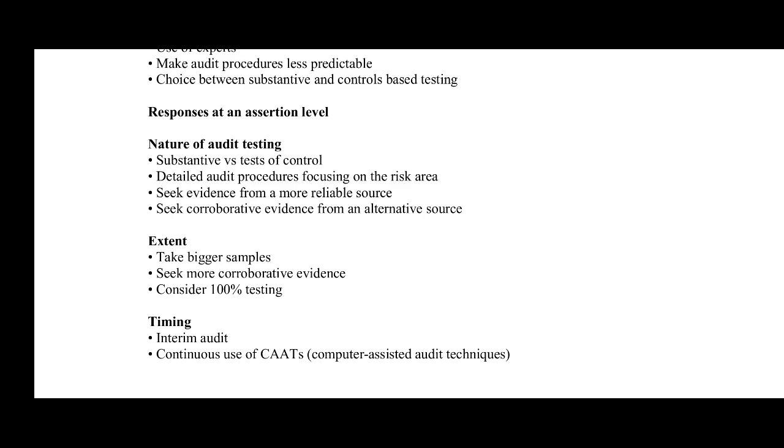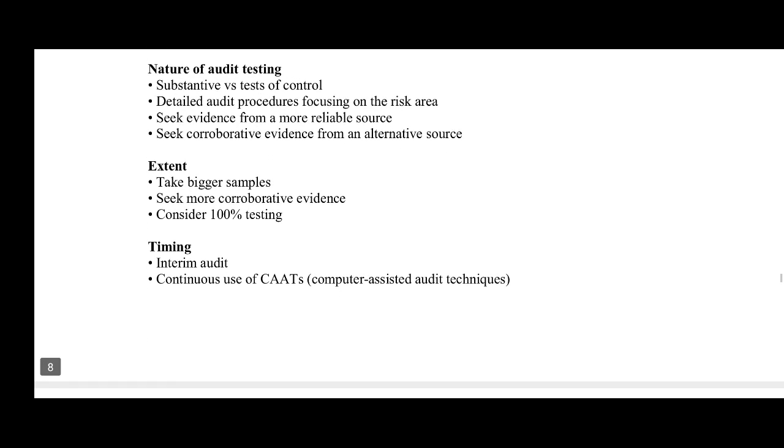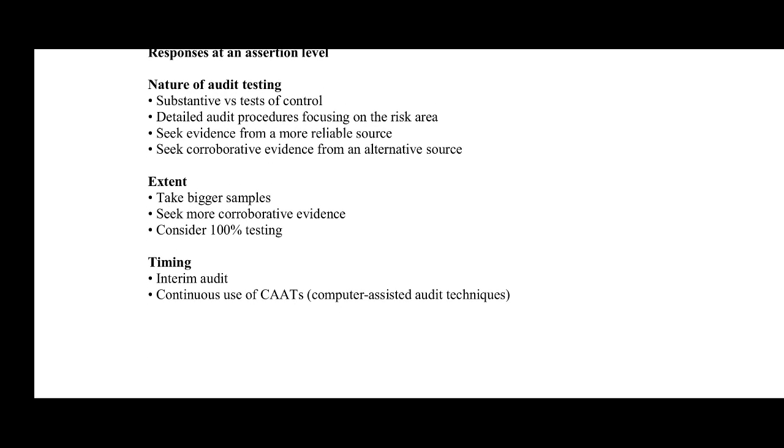Then the extent of the testing, we can take bigger samples, we can seek more corroborative evidence, and we can also consider 100% testing. Now, when it comes to the timing, responses could involve an interim audit and the continuous use of computer assisted audit techniques. So, this is the process for assessing tax audit risks. You should be prepared to deal with them when they appear.